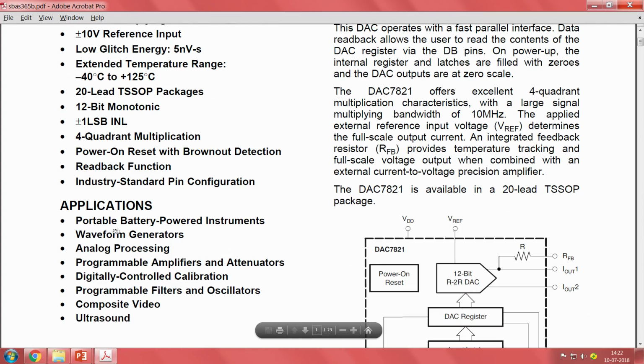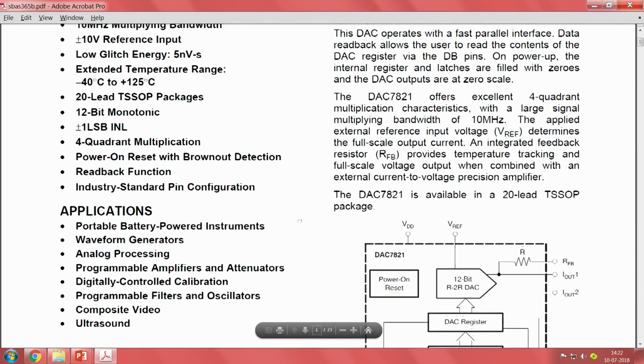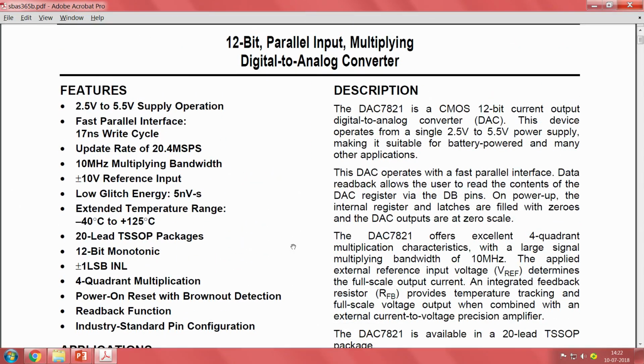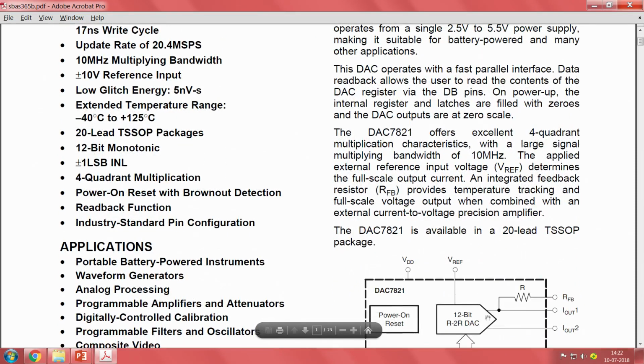So, it can be used for portable battery powered instruments, waveform generators, analog processing, programmable amplifiers and attenuators, digitally controlled calibration, programmable filters and oscillators, composite video, ultrasound, like this. Okay. Then this is a description. I am not going into the full details of it, otherwise it would be like reading the data sheet to you. So, these are whatever we have discussed, only they have discussed here. The reference voltage, the supply voltage, all those things. So, let us look at the block diagram that they have shown.